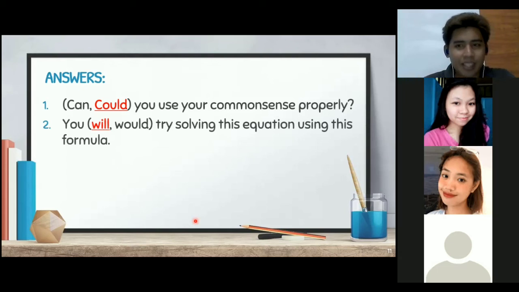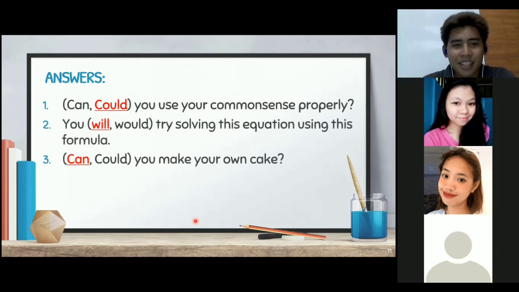So the third one, let's take a look at the third one. Can, could you make your own cake? May I call on Valaine? Yes. The modal verb is can. Can you make your own cake? Very good. Can you make your own cake? Can is the correct modal verb to use.